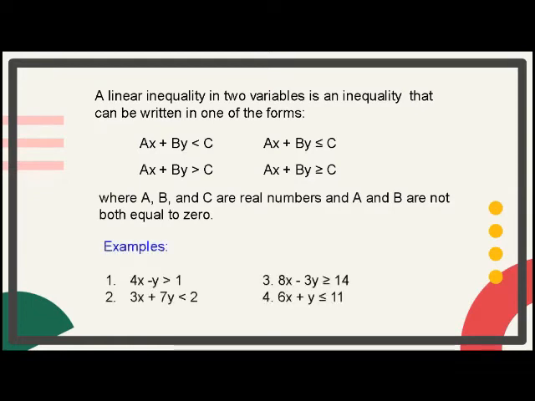Here are the examples. Number 1. 4x minus y is greater than 1. Number 2. 3x plus 7y is less than 2. Number 3, 8x minus 3y is greater than or equal to 14. And number 4, 6x plus y is less than or equal to 11.